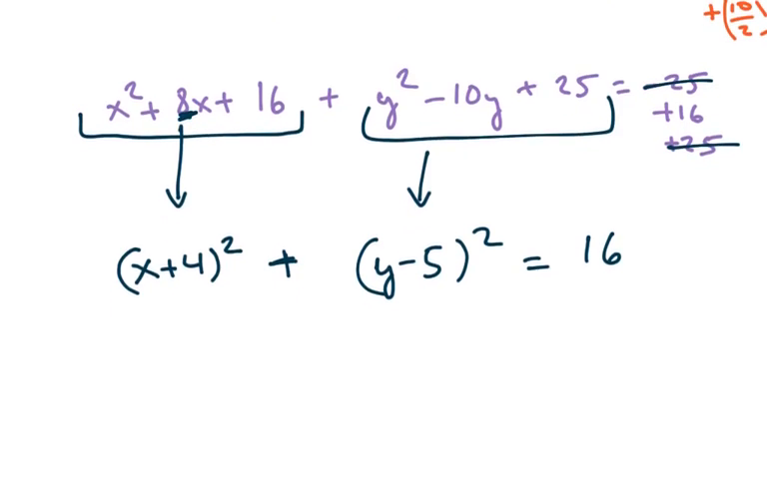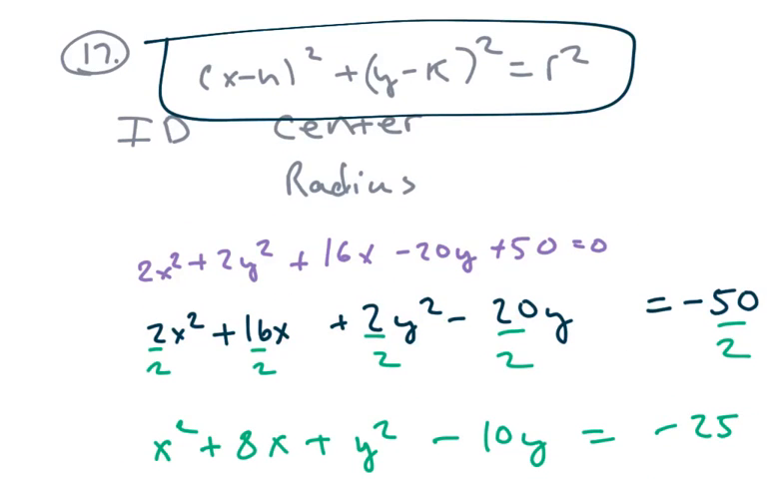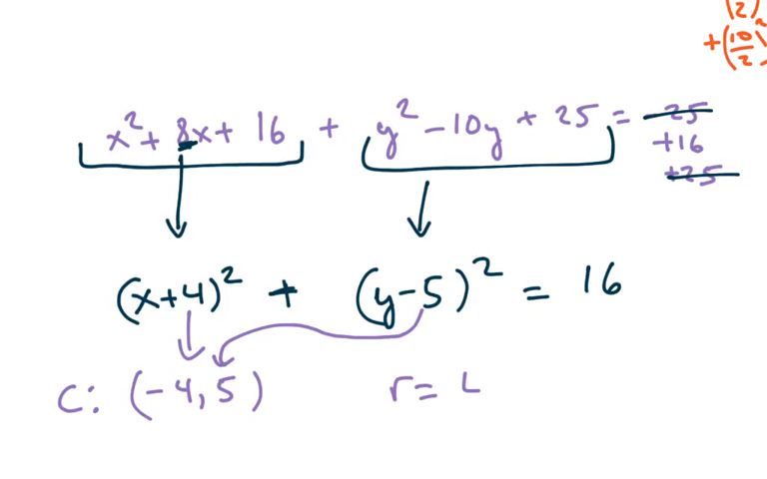So this is now in the format that we saw in the beginning. So (h, k) is my center. So we now know the center is negative 4, 5. Note that the sign values change. So if it's positive, it's now negative, and if it's negative, it's now positive. And the radius is 4. This represents r squared, so the square root of 16 is 4. And there you have it.